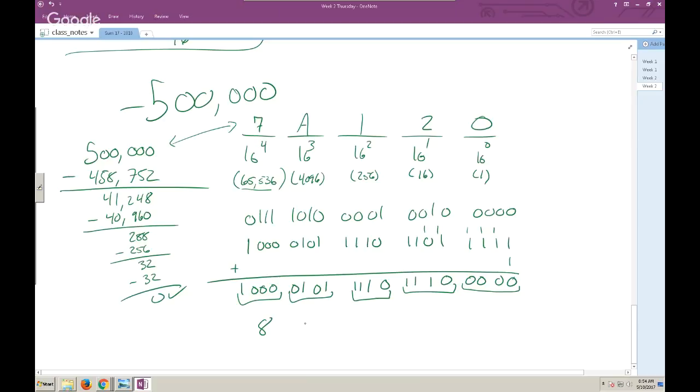8. 5. E. E. 0. Hex 85EE0 is negative 500,000. Right? Make sense? Yes? Okay. So you can see the process is exactly the same. The numbers are just bigger as we added more bits.